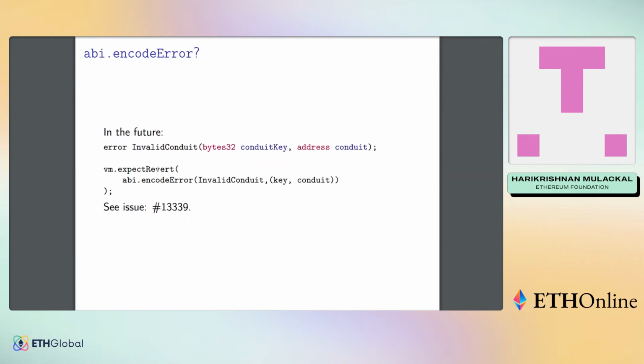But we can actually do better here. You can actually introduce something like abi.encodeError with similar semantics to abi.encodeCall. We don't have this implemented right now, but there is an issue and there is somebody working on implementing it. So you can very likely expect it to land in the compiler soon. This is how the same code would look, which is again type safe and typo safe and just more elegant.